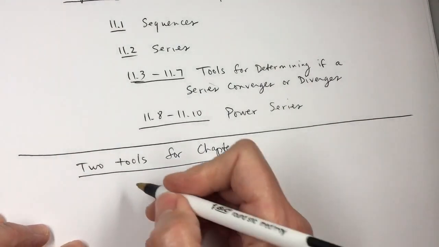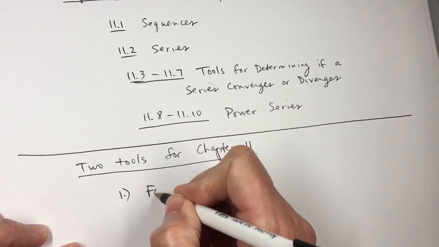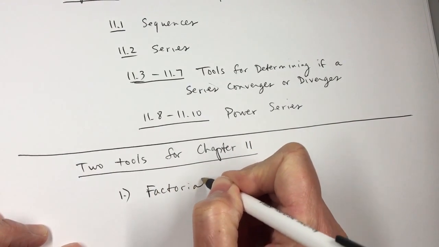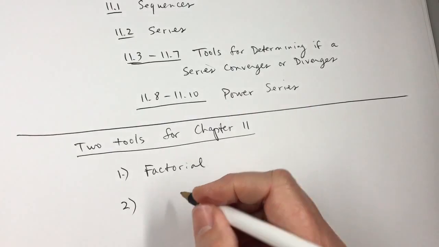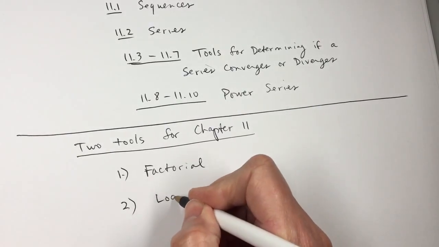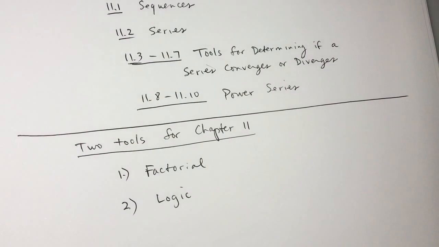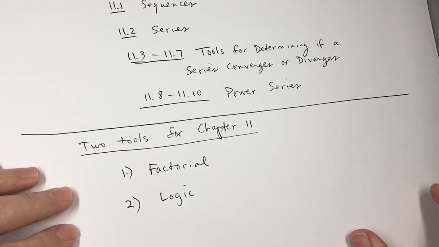One of the tools is factorial. And the second one, a little bit of logic. Just a couple of basic examples of each one of these. Raise your hand if you've heard of factorial before. Okay, raise your hand if you've never heard of it. And maybe you've heard of it, but you didn't remember the name of it.